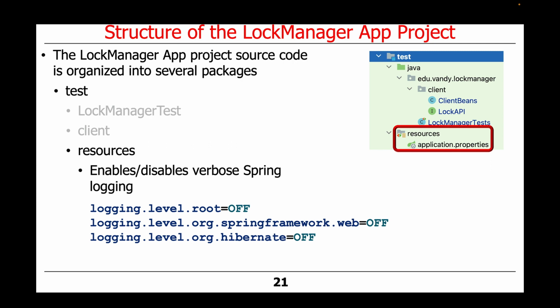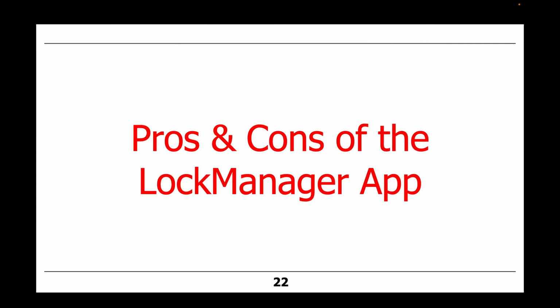There's also a resources folder where we can enable or disable Spring logging by controlling the verbosity level of it. By default, it's rather verbose, and so we can turn off some of the verbosity to only get messages having to do with real errors.